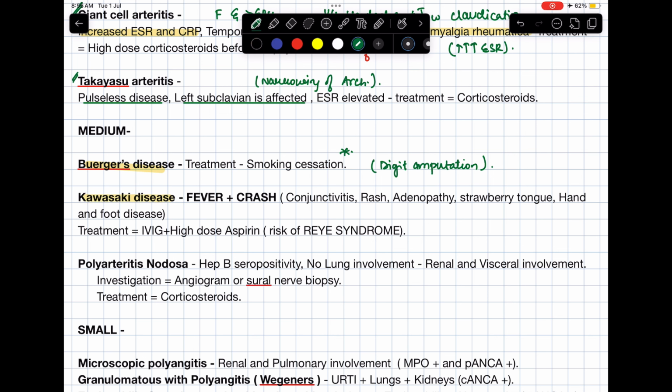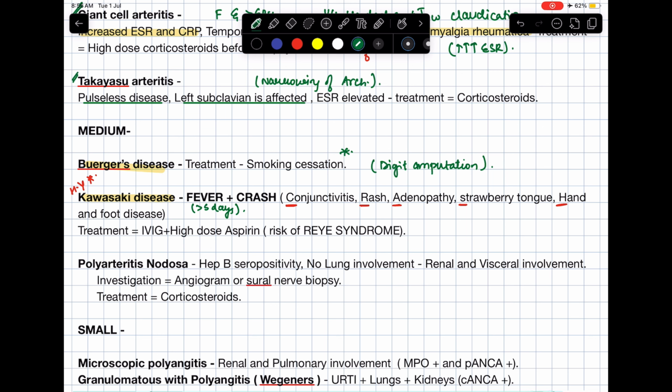Now, next is Kawasaki disease. There is a mnemonic for it. The mnemonic is CRASH. C is conjunctivitis, R is rash, A is adenopathy, mostly cervical, S is strawberry tongue, and then we have H, that is hand and foot changes like edema and erythema. Along with that, fever has to be there for more than 5 days.